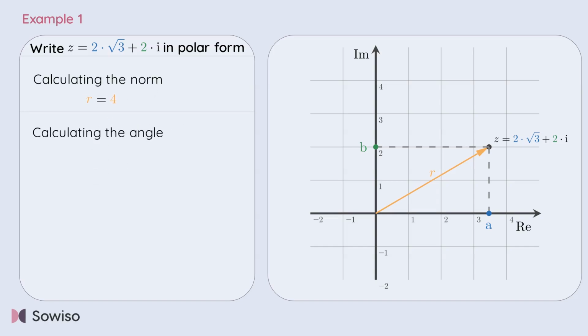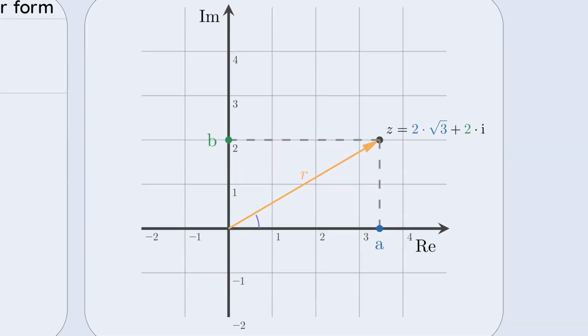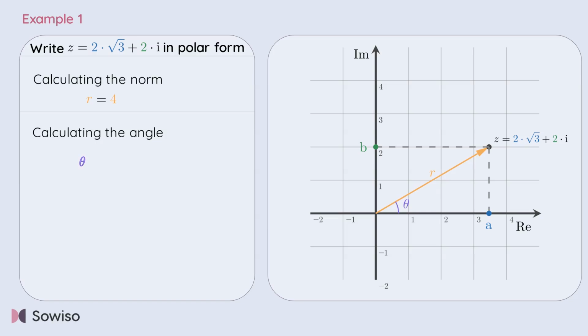Next, we calculate the angle theta. We can represent the angle theta as the angle that the position vector of z makes with the positive real axis. We draw that angle here. Since a is greater than 0, we can calculate theta by taking the arctangent of b over a. This simplifies to pi over 6. We can now write down the polar form by substituting our values for r and theta. This gives us the polar form. z is equal to 4 times the cosine of pi over 6 plus sine of pi over 6 multiplied by i.